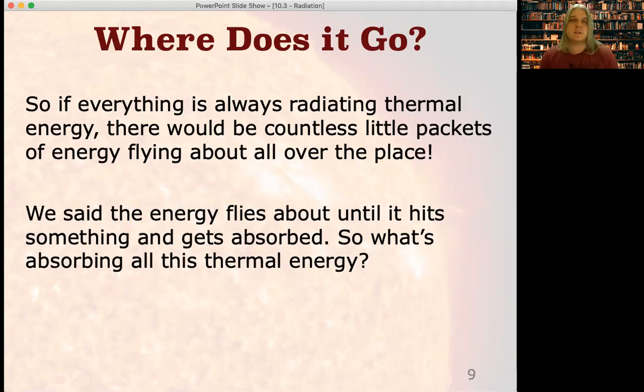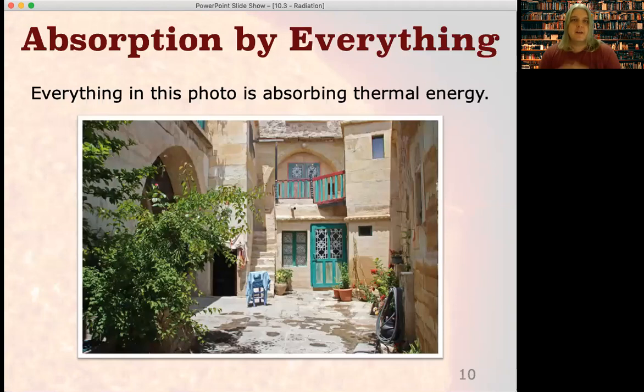These little packets of energy are flying all over the place. Where is it? Well, we said that it gets hit. When it hits something, it will get absorbed. And the thing that it hits will gain that thermal energy. So what's absorbing it? Everything. Everything is also absorbing thermal energy. So thermal radiation is just this constant exchange of energy between everything. Everything's radiating energy according to the Stefan-Boltzmann equation that we saw, and then everything is also absorbing energy at a similar rate.